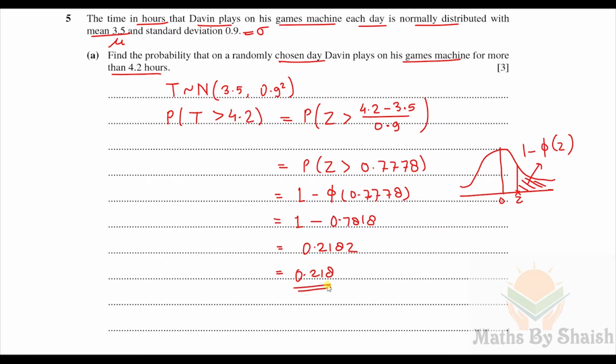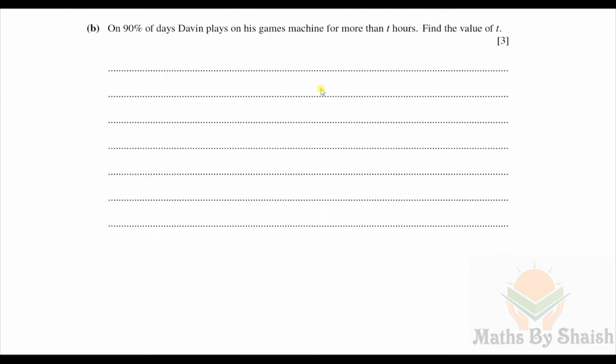Let's do the B part of this question. And here is the B part. On 90% of days, Devin plays on his game machine for more than t hours. For more than t hours, find the value of t.